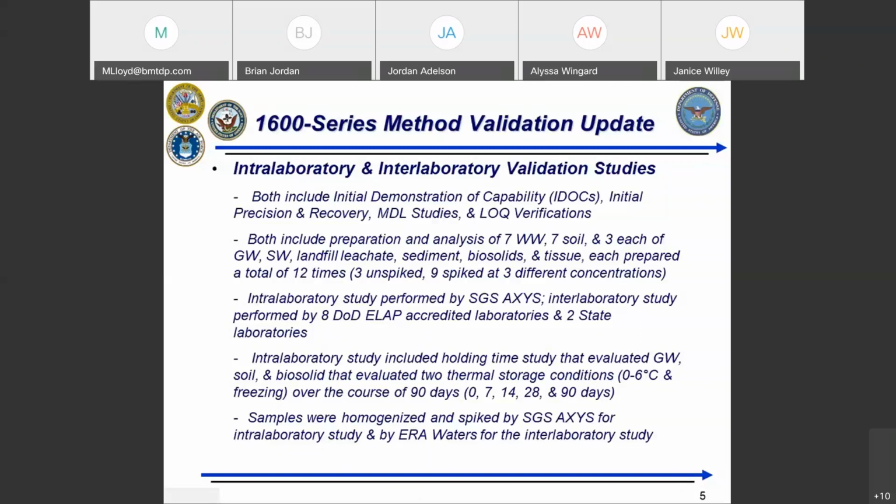Each are currently analyzed a total of 12 times, 3 unspiked, and 9 spiked at 3 different concentrations. The intra-laboratory study was conducted by SGS Access, and the inter-laboratory study will consist of 2 state laboratories and 8 DoD ELAP accredited laboratories. There are a few differences between the 2 studies.